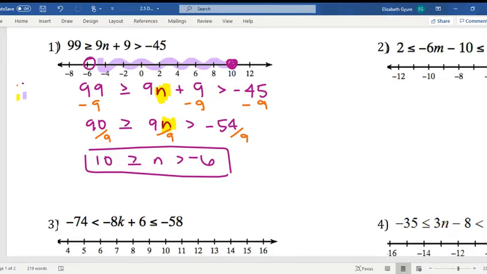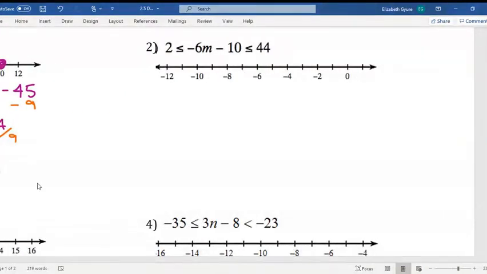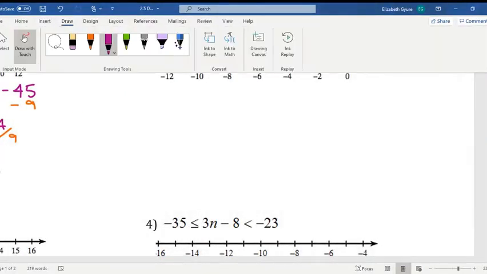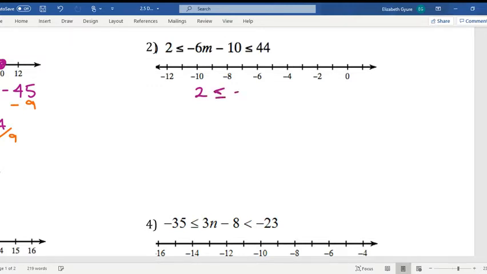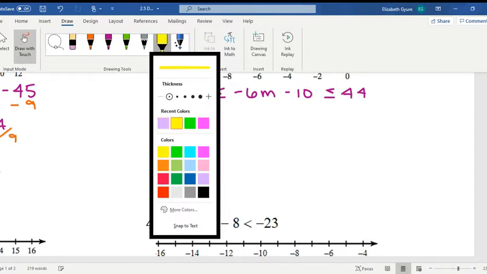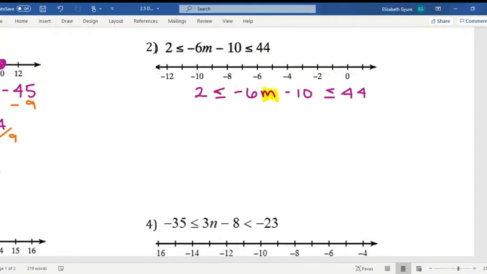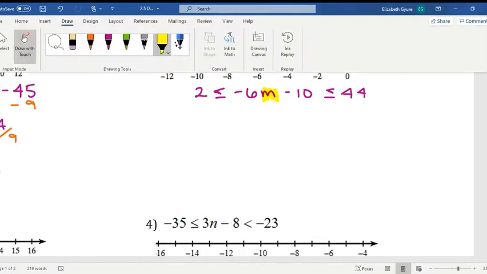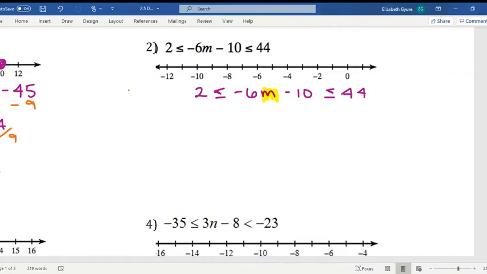We are going to do number 2 and number 3 together, and then I'm going to have you guys try 4 on your own, okay? So let's go over and do number 2. This time we have 2 is less than or equal to negative 6m minus 10 is less than or equal to 44. We want to get our m all by itself in the middle here. So what would be our first opposite operation that we could do? Add 10, add 10 to the middle, to the left, and to the right.